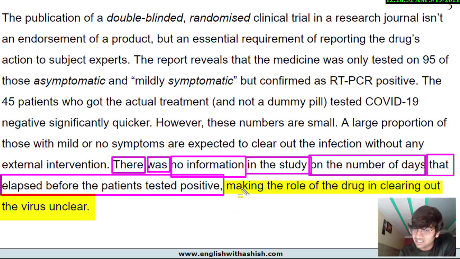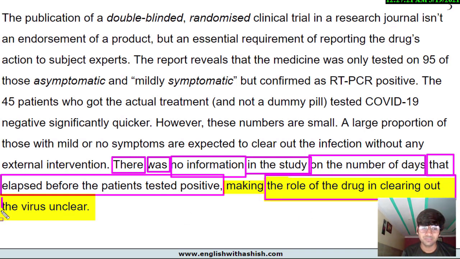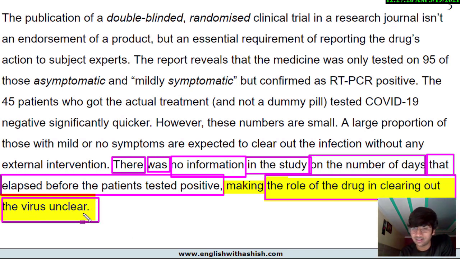So present participle, making what? The role of the drug, right? The role, noun phrase, the role of what? Of the drug. So if you want to understand this as well, right, this entire thing, let me highlight it for you guys. This entire thing is the object of the verb making. Making what? The role of the drug in clearing out the virus unclear. This is a noun phrase.